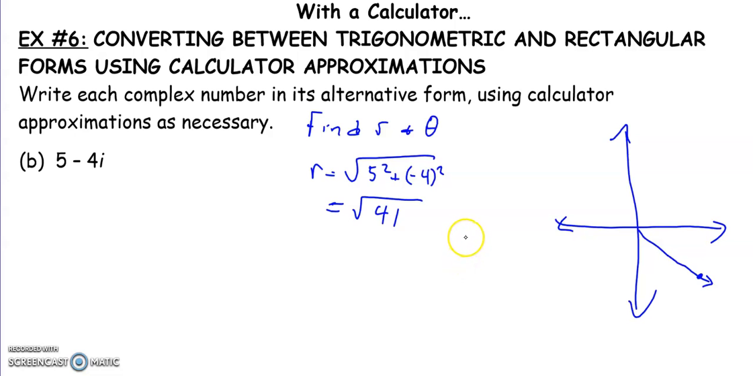And then we need to find theta. Theta is the inverse tangent of y over x, negative 4 over 5. I'm going to bang that into my calculator, and I'm going to get a value of about negative 38.66.